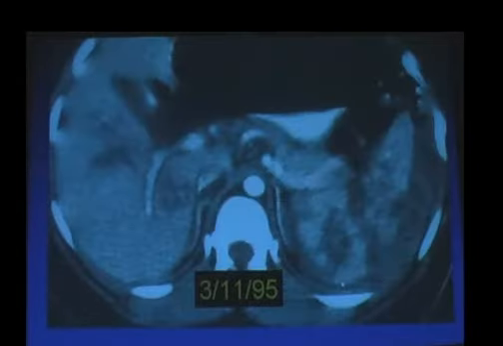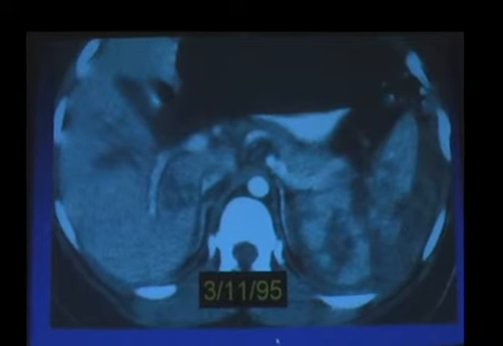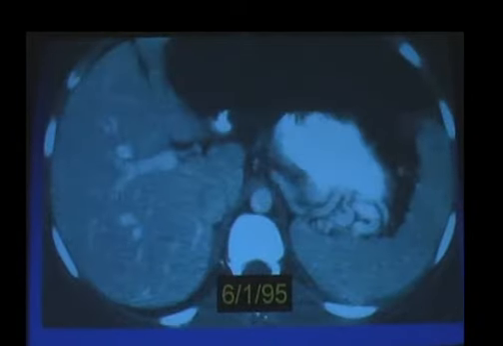This is a patient who had multiple splenic lacerations, as you can see, with a large amount of hemoperitoneum. This was the initial scan in March, and then this is a follow-up scan 3 months later. And this patient, as you can see, had very good healing of this splenic injury, even though it looked horrible on the initial trauma scan. So this patient did not need to go to surgery.